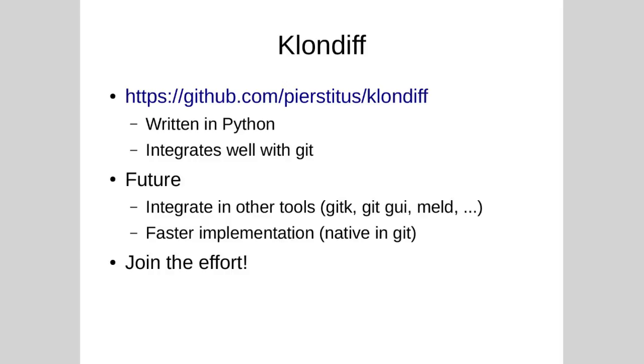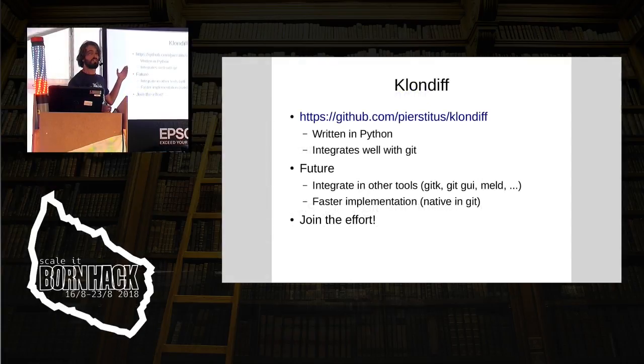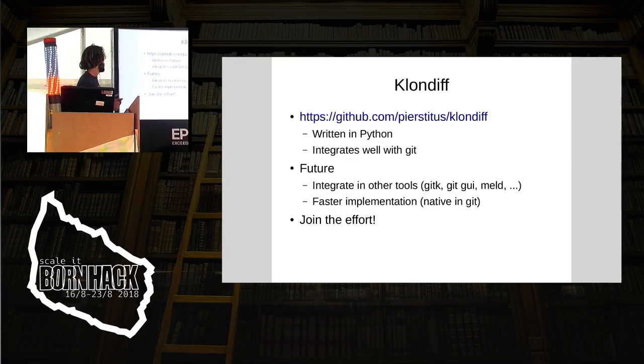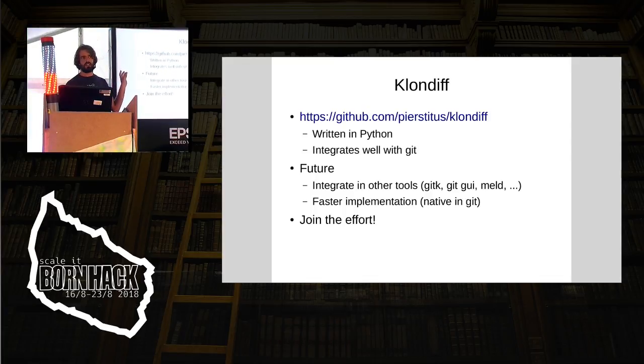So I called it Klondike diff. Klondike is a version of Patience, so I thought it matches. It's written in Python now. It integrates well in Git as an external diff tool. It's a lot slower than the internal diff tool in Git, so that could be improved, but waiting a second for a bunch of patches is also not a huge problem.